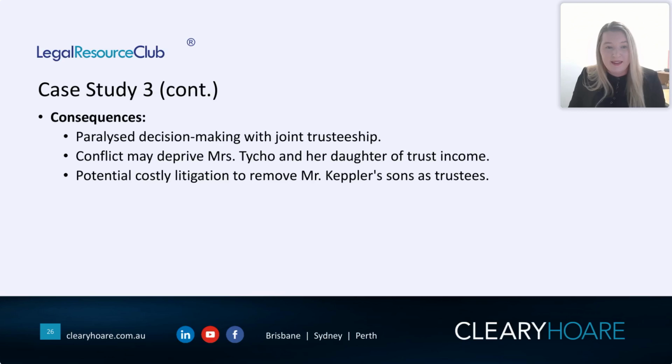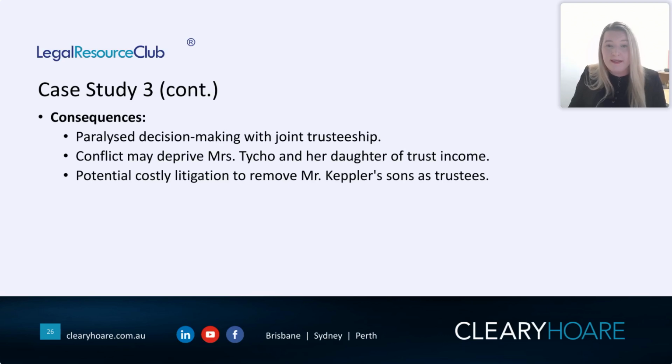And so the decision-making would be paralyzed, and the only way to rectify this situation would be to have the wife apply to the Supreme Court to have the 2 sons removed as trustees, appointors, and/or beneficiaries. And so that would lead to a large dispute. It would be a costly exercise. And so this is something that could have been avoided by proper succession planning.